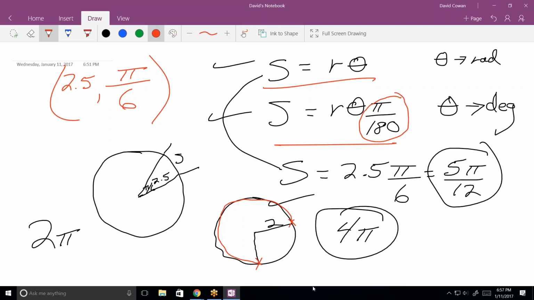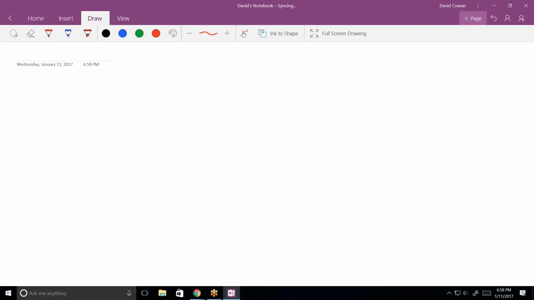Really the only one you have to memorize is that one. Just make sure that you're in radians if you're using that one. If you're in degrees, you can still use that one and then multiply it by pi over 180, the conversion factor. Okay? All right, what else you got?